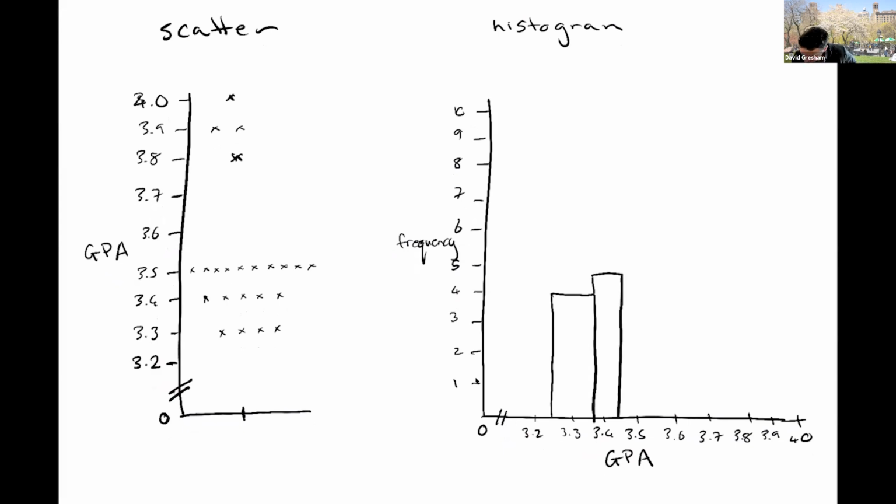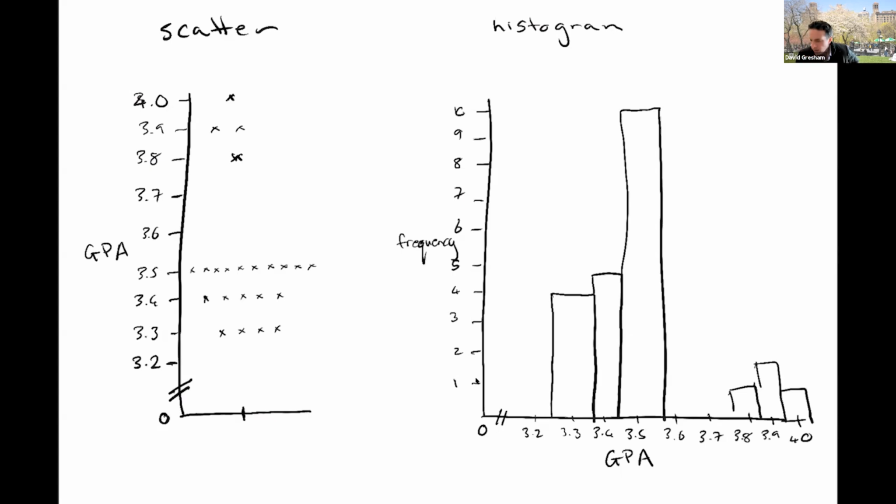3.5 is where we had 10 individuals, so now we're going to have a big bar that goes all the way up to 10 here. Then we have 3.6 was 0, 3.7 is 0. We have 1 individual here and 2 individuals with a 3.9 and 1 individual with a 4. And now we've just plotted a histogram.